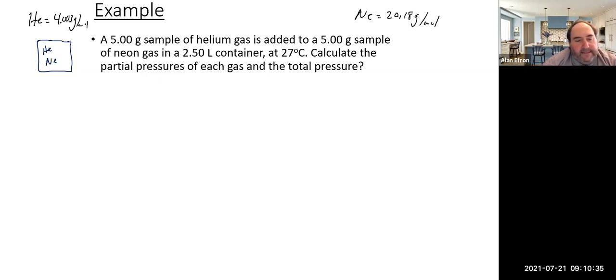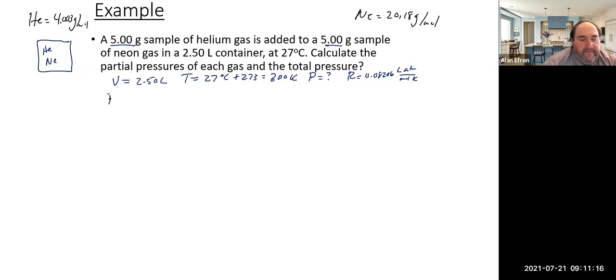Obviously, we have the masses of both helium and neon given to us. We do have a volume here of 2.5 liters. We have a temperature of 27 degrees Celsius, which we most likely need to convert to Kelvin, so we'll call that 300 Kelvin. We are looking for the pressure for each of the gases, and we always have R. So again, the ideal gas law is probably a pretty good route here to solve it.